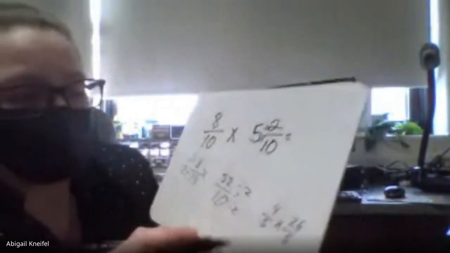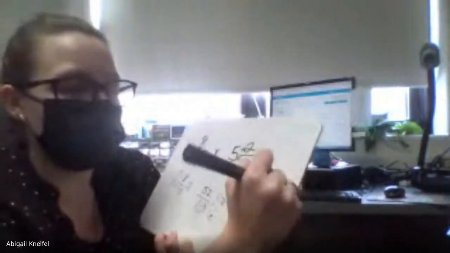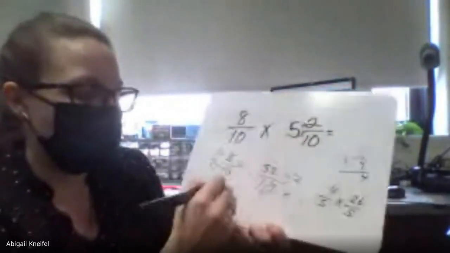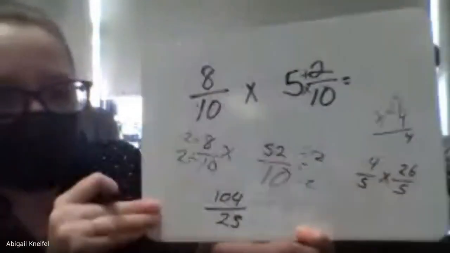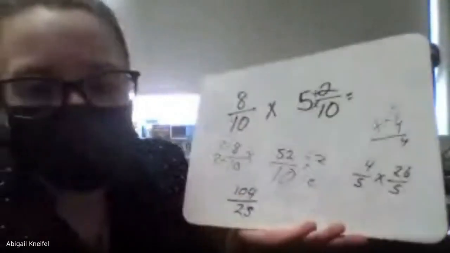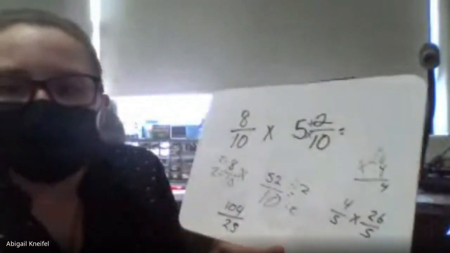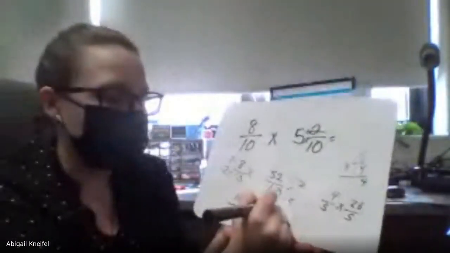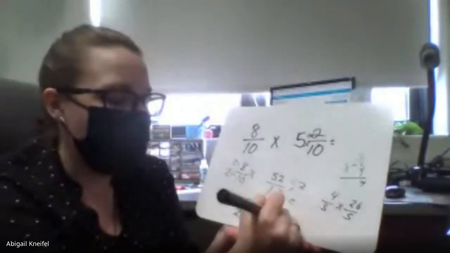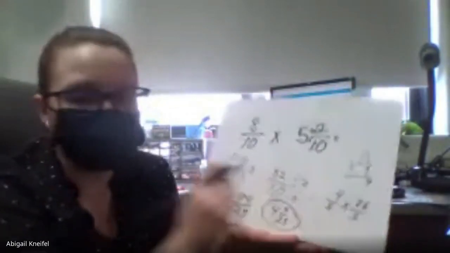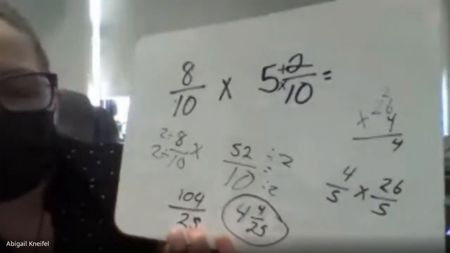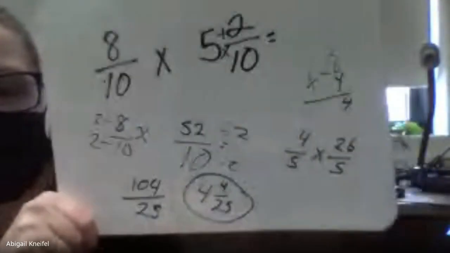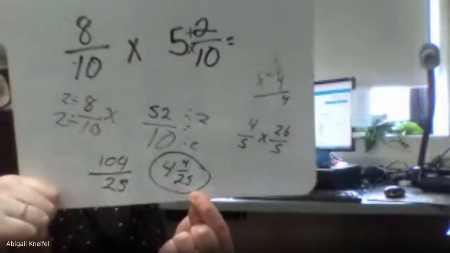And then you multiply across. 26 times 4 is 104 over 25. Obviously, that's improper, so I'd have to divide. Well, Mrs. Kneifel knows quarters. I know 25 goes into 100 4 times, so it's going to be 4 wholes and 4 over 25. Your answer is 4 wholes and 4 over 25. This is the answer. If you got a different answer, that means you did it incorrectly, okay?